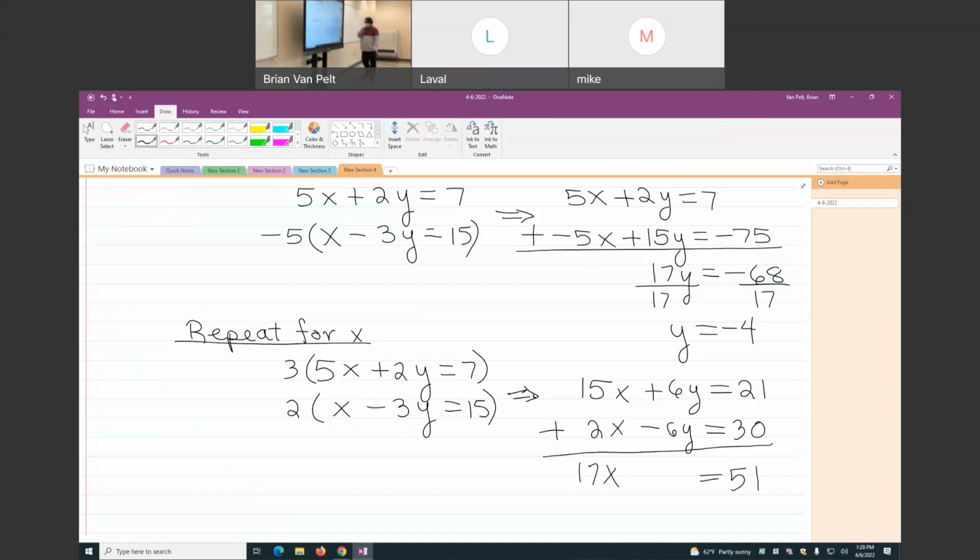Now I can divide by 17. Well, I know I've got to get a 3, so I knew nothing was wrong. When I divide by 17, I'm going to get the 3 that I knew I'd get. So you get x equals 3 here as well.